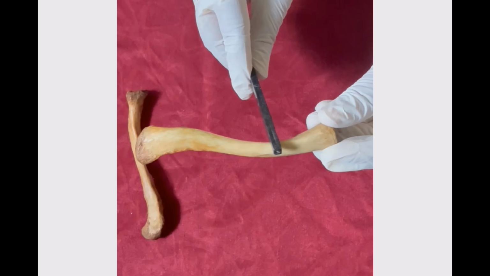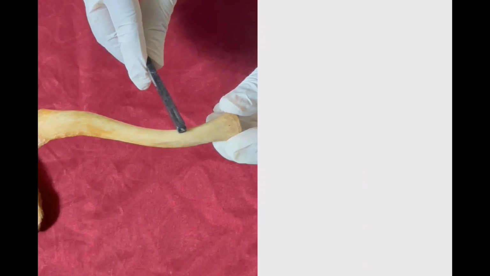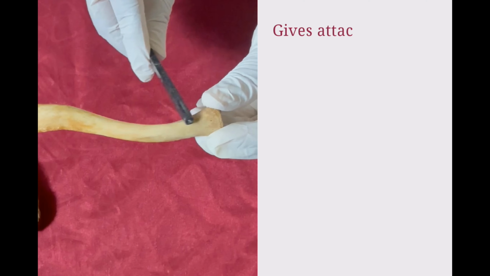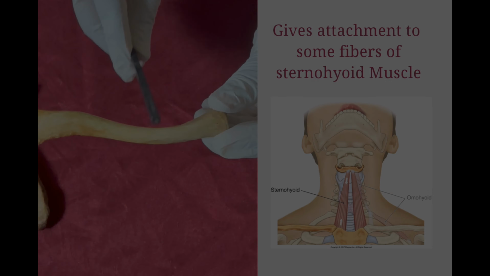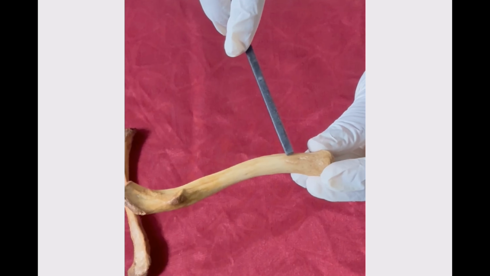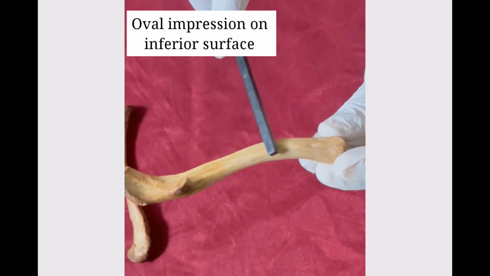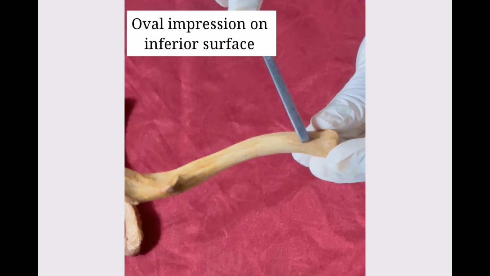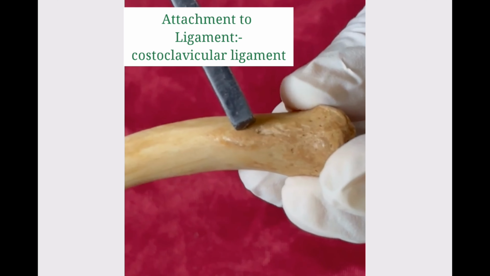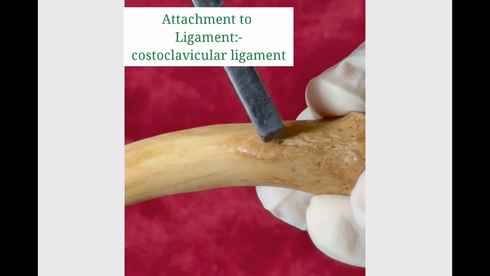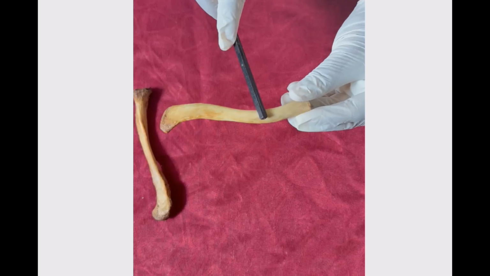The posterior surface of the clavicle, situated near the sternum, gives attachment, not origin, to some fibers of the sternohyoid muscle. There is one oval impression or rough area over the medial 1/3 of the shaft of the clavicle, inferior surface, that gives attachment to one ligament with the first rib, the costoclavicular ligament. Which are the attachments over the medial 2/3 of the shaft?